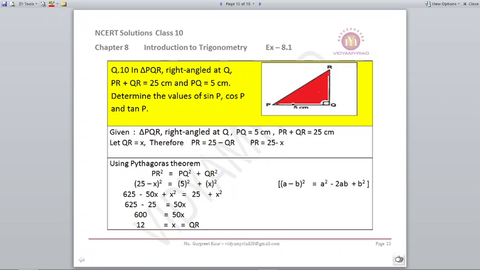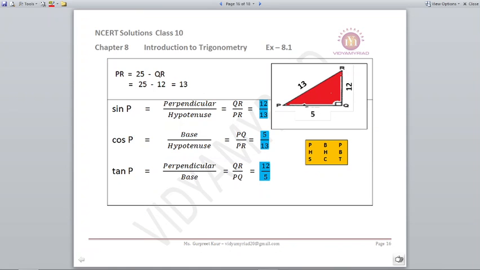So 25 minus x the whole square will become 625 minus 50x plus x square, which is equal to 5 square, that is 25, plus x square. x square gets cancelled and you are left with 12 equal to x, and this x is what we assumed as QR, so we know the value of QR. The same way we can find out the value of PR. PR is 25 minus QR, so PR comes out to be 13.